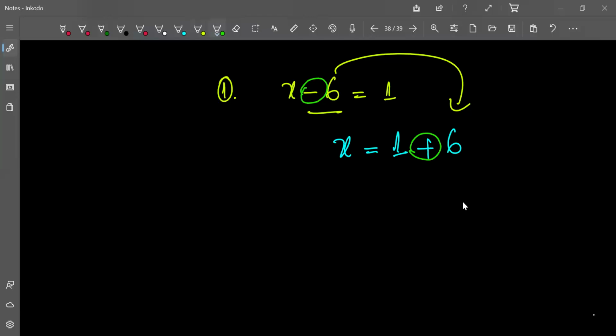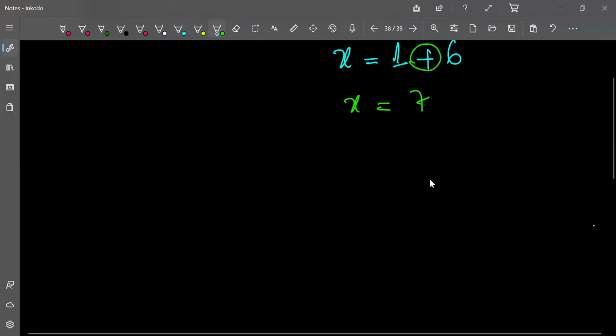Okay, this is the transposition method. And then we simplify it right away. So x equals 7. Okay, so now let's move to the next example.